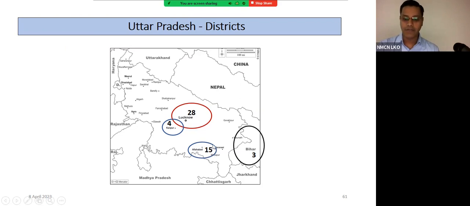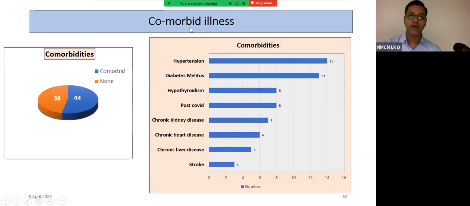From Allahabad, we had 15 patients, and from district of Kanpur, Hardoi, Barabanki, we had 4 patients each. From our neighboring state, Bihar, we had 3 patients of tropical infection admitted in our CCM. Comorbid illness wise, as you can see here, that around 38 patients had no comorbidities and 44 patients had some or other comorbidities. Hypertension, 15 patients, diabetes mellitus, 13 patients, hypothyroidism, 8 patients, and post-COVID chronic kidney disease, chronic heart disease, chronic liver disease, and stroke among various frequencies in the patients admitted in CCM.